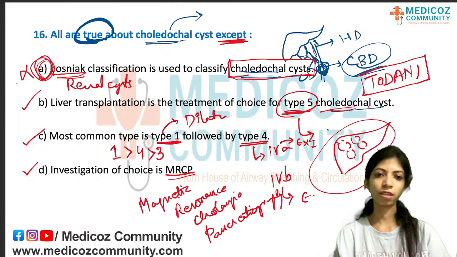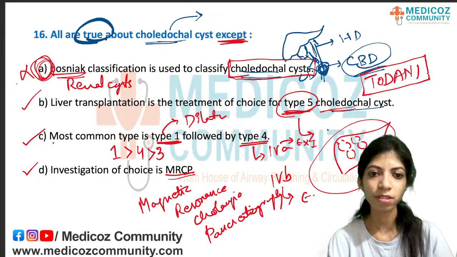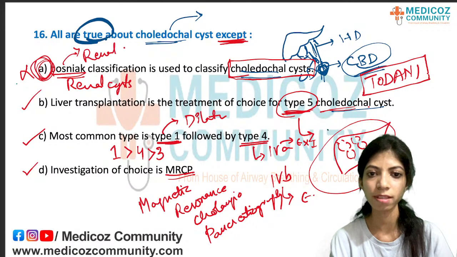So this is your investigation of choice. So our answer is option A, Bosniak. Bosniak classification is for what? Again, renal cysts.